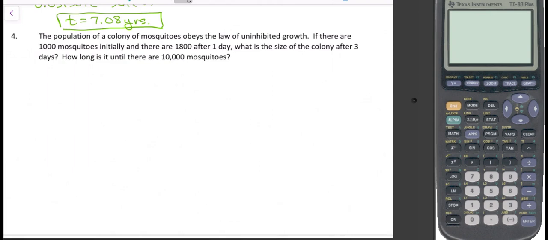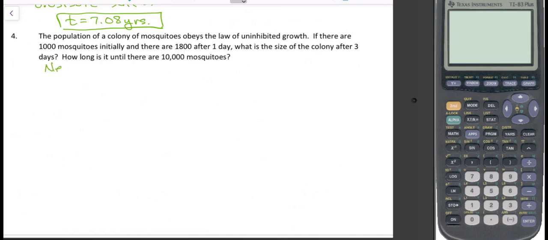So the first thing to notice is that the problem never told me what the growth rate was, what my k is. So anytime I don't know the rate of growth or the rate of decay, that's where I need to start.